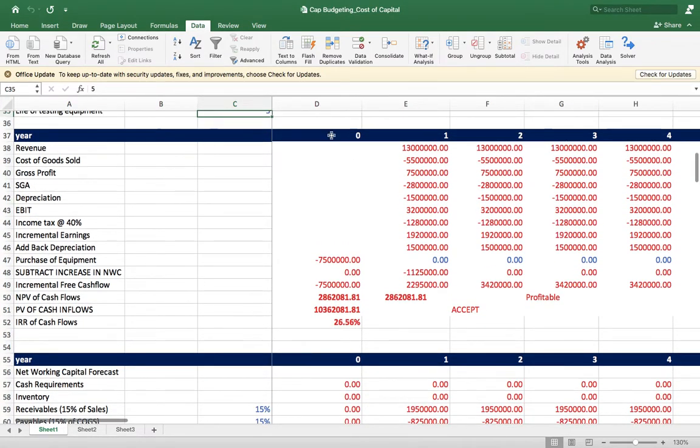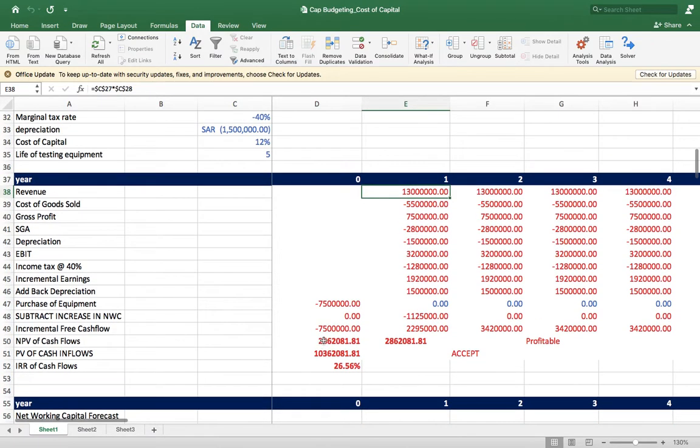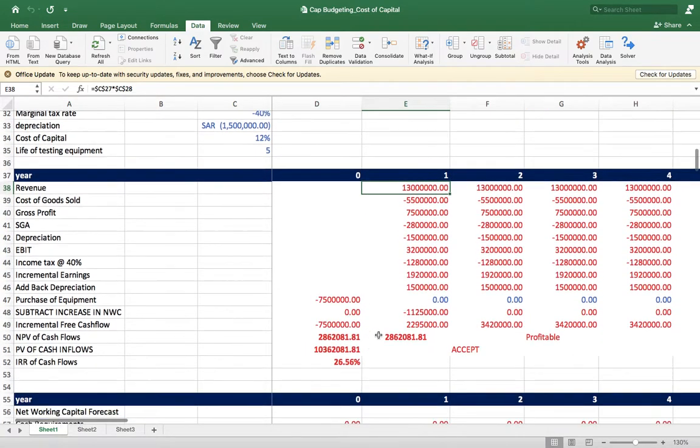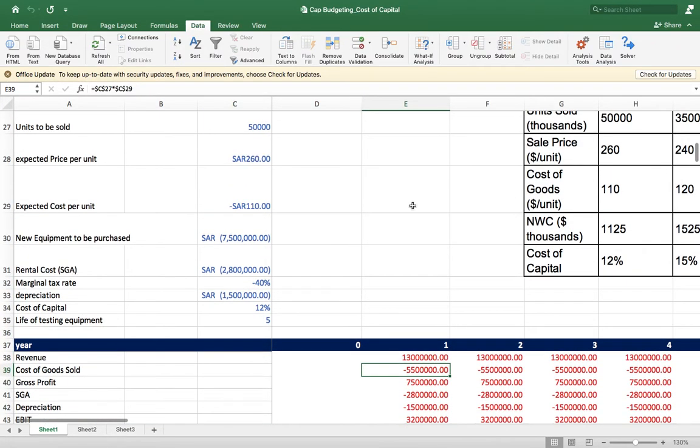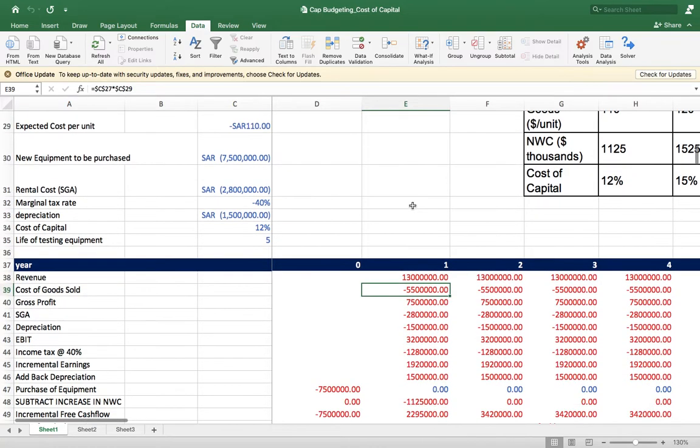Okay, now here are year 0 to year 5 with the given data. The revenue is equal to number of units sold multiplied by selling price, 13 million, sorry. Cost of goods sold is cost per unit 110 multiplied by number of units sold 50,000, which is 5.5 million. Then gross profit, then selling, general and administrative expenses, then depreciation, EBIT.